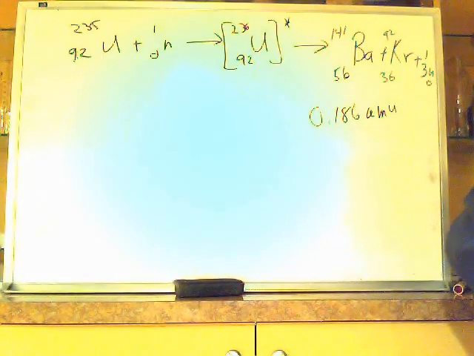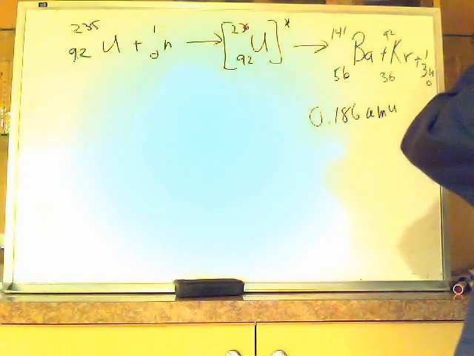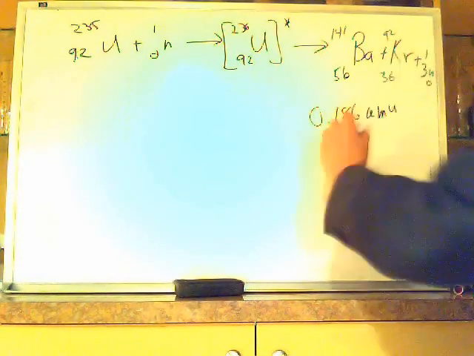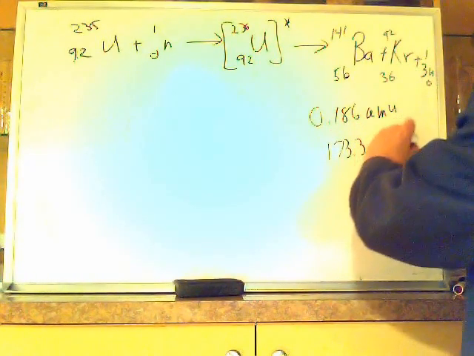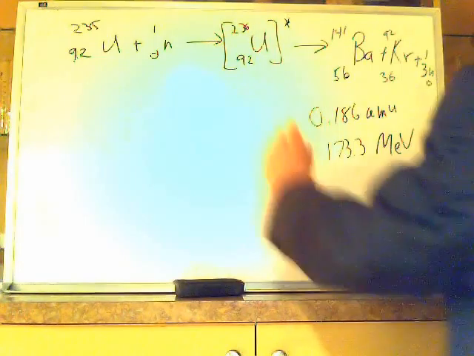And again, we can convert that using our 931.5 MeV per mass unit. We find out that that equals 173.3 MeV, the total energy of decay.